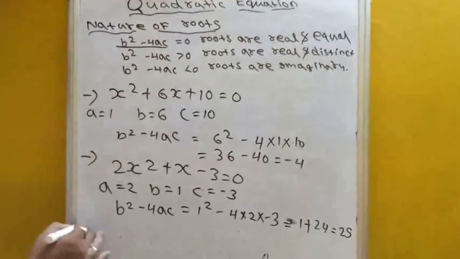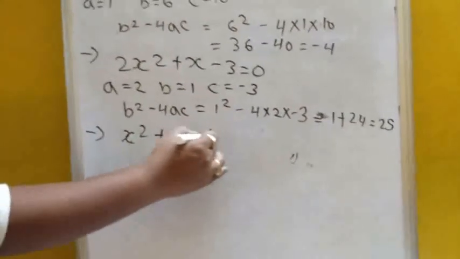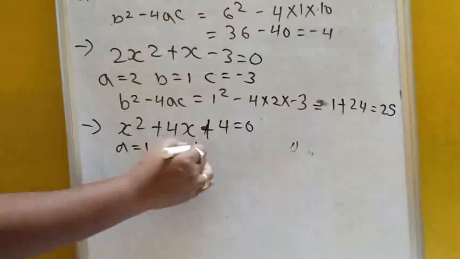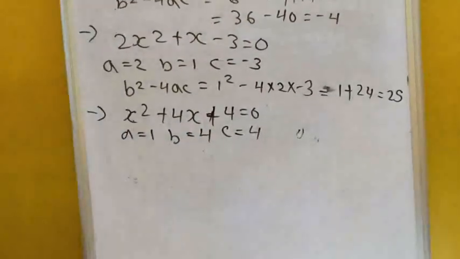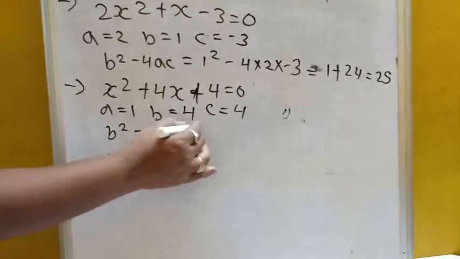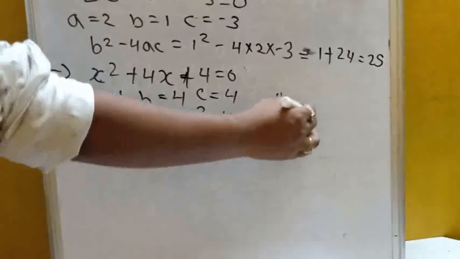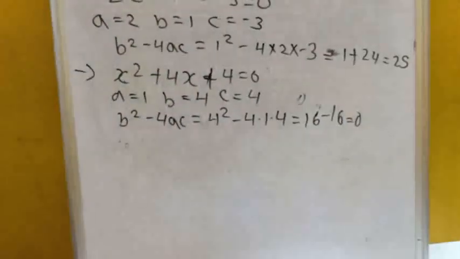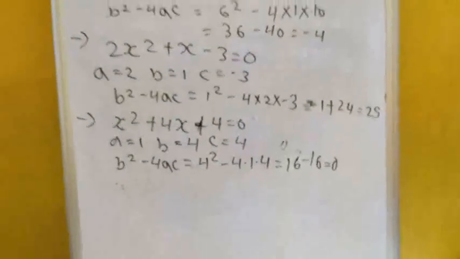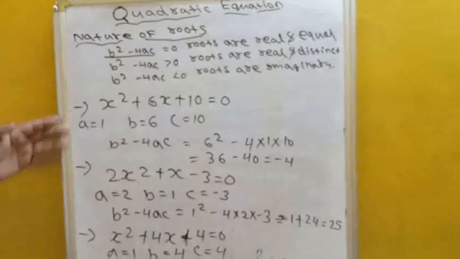Next is what I told you in the example. Next example, x square plus 4x plus 4 equals 0. So here a equals how much? 1, b equals 4, c equals 4. So b square minus 4ac, you put: 4 square minus 4 into 1 into 4. Equal to how much? 16 minus 16 equals 0. So here b square minus 4ac equals how much you got? 0. So roots are what? Real and equal.